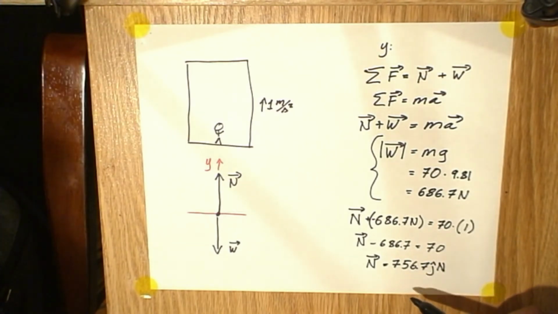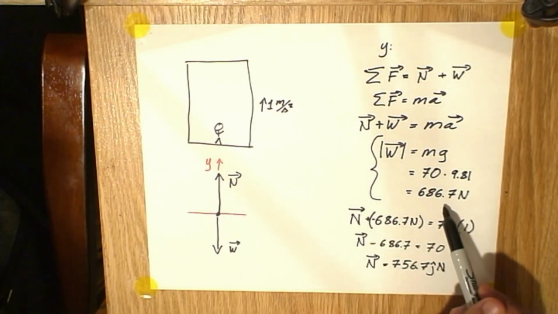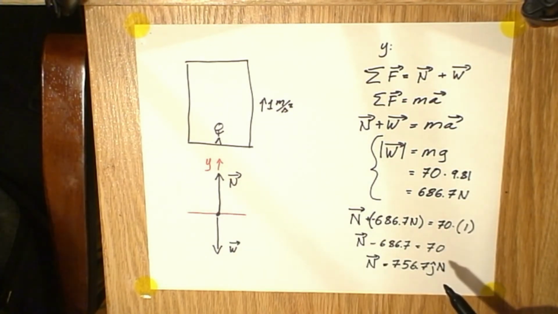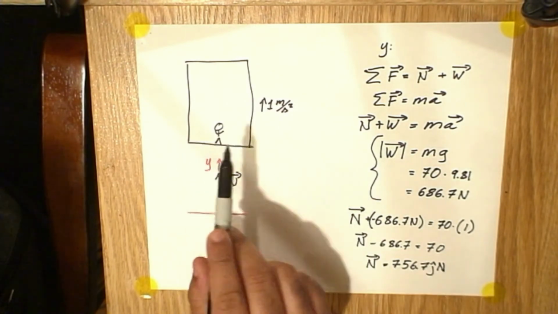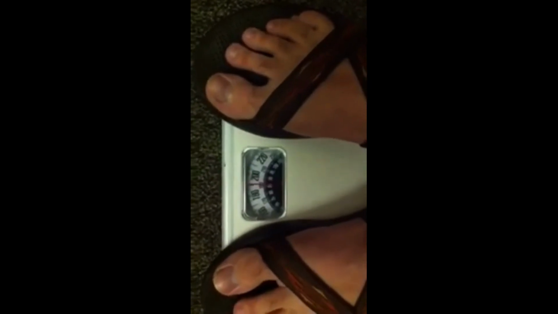So here's the situation where the normal force is greater than the weight force, and we need it to be that way in order for our character to accelerate upwards at 1 meter per second squared. By the way, you would actually see this in an elevator. A set of balance scales would indeed display an increase in normal force as you accelerate upwards.